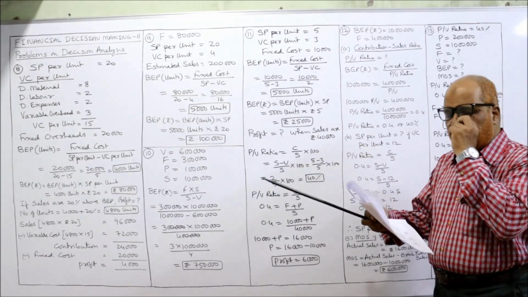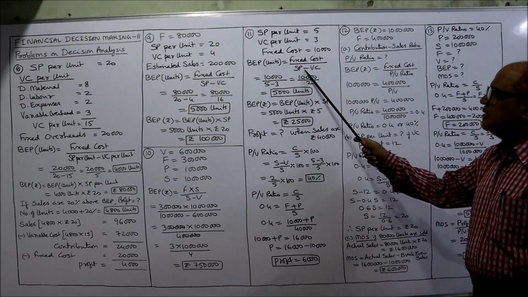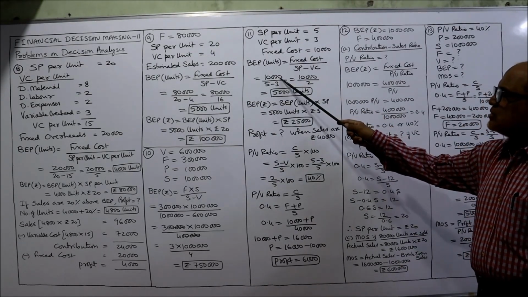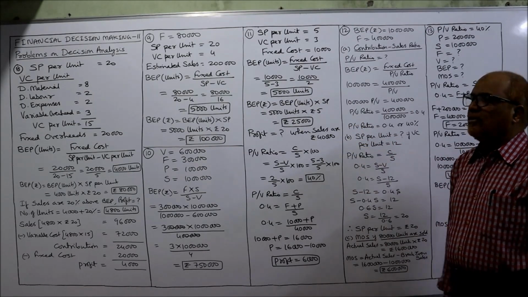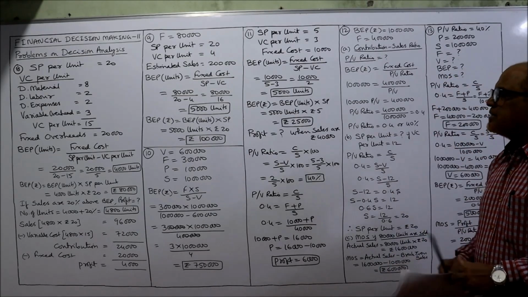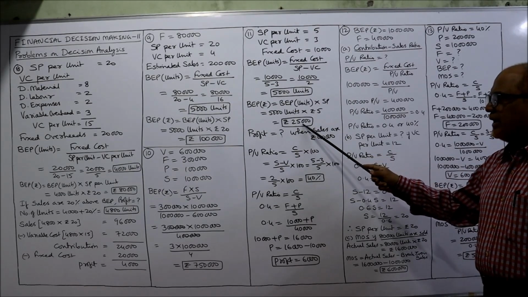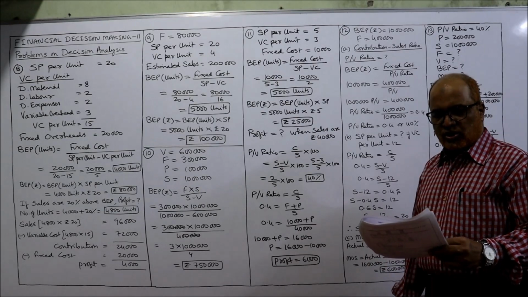First we'll calculate the BEP in units: fixed cost by SP minus VC, selling price minus variable cost. The fixed cost is 10,000. 10,000 divided by 5 minus 3, which is 2, so 5,000 units is the BEP. Now BEP in rupees is equal to BEP in units into selling price. So 5,000 into 5, 25,000 is the BEP in rupees. First question we have completed.